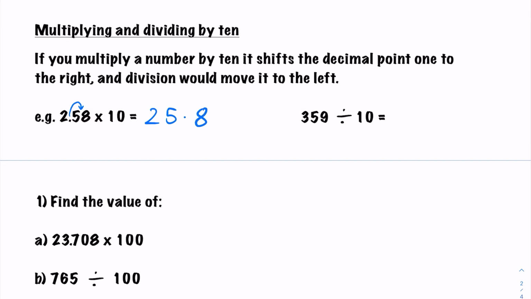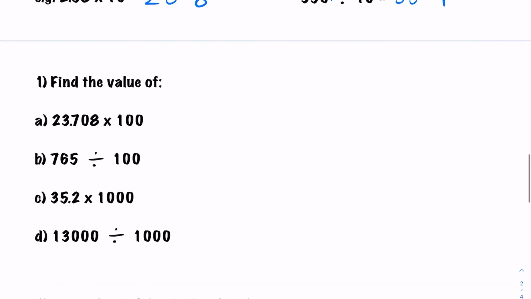So looking at 359 divided by 10, well, remember the decimal point for 359 would be just after the last number there. And if you're dividing by 10, it's going to move it to the left by 1. So you'd end up with 35.9. So let's look at a few examples of those.